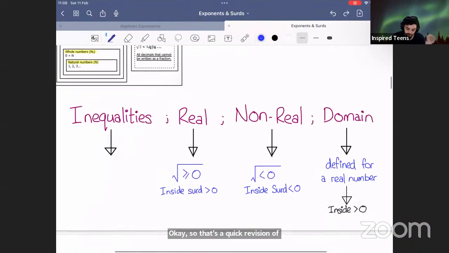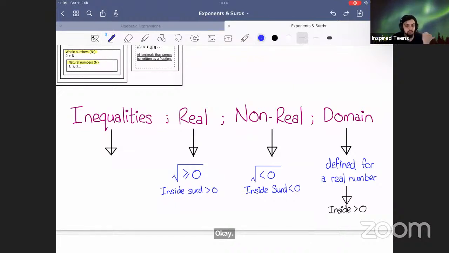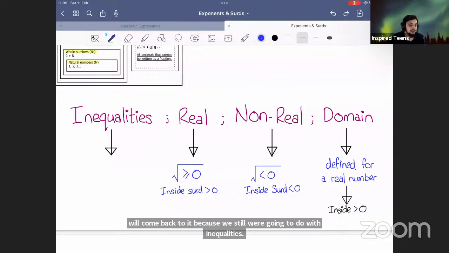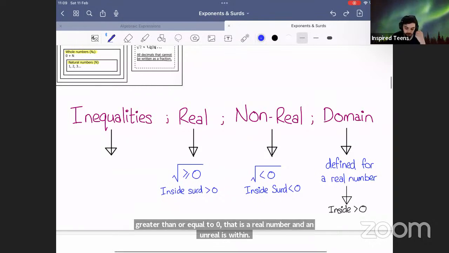We'll come back to this, so this is just a summary of it. We will come back to it because we are still going to deal with inequalities, but basically for now we see that real and non-real are summarized as: within a surd greater than or equal to 0, that is a real number, and within a surd less than 0, that is a non-real number.